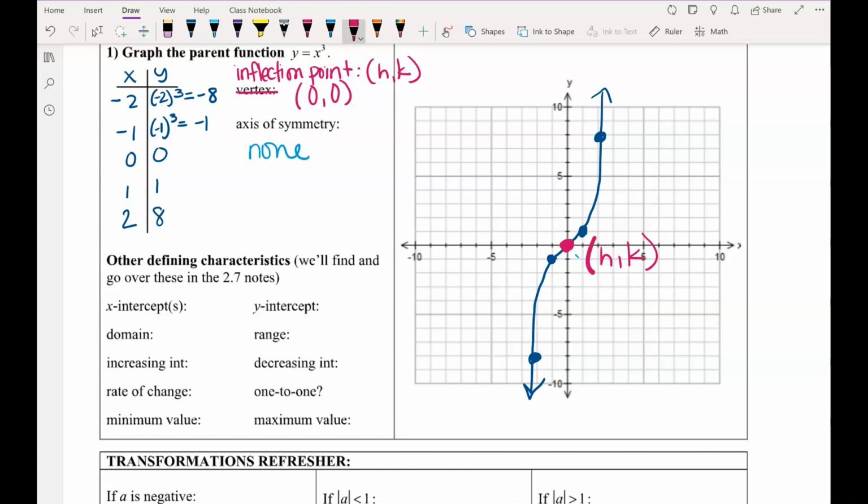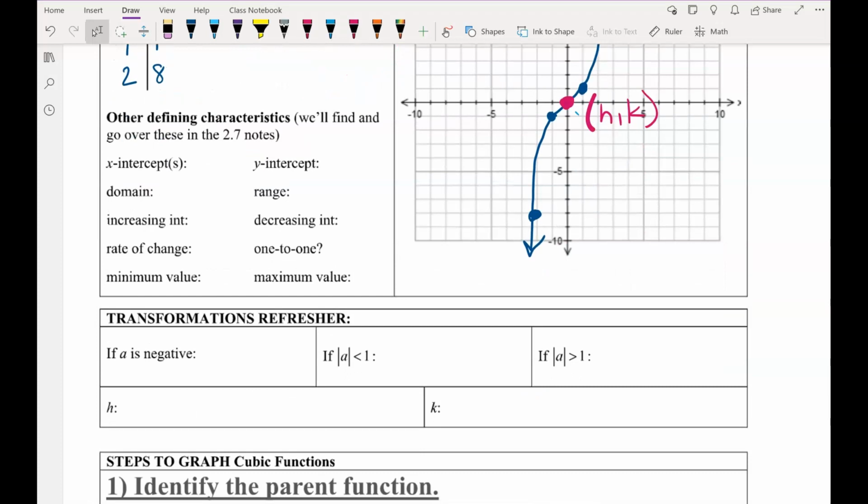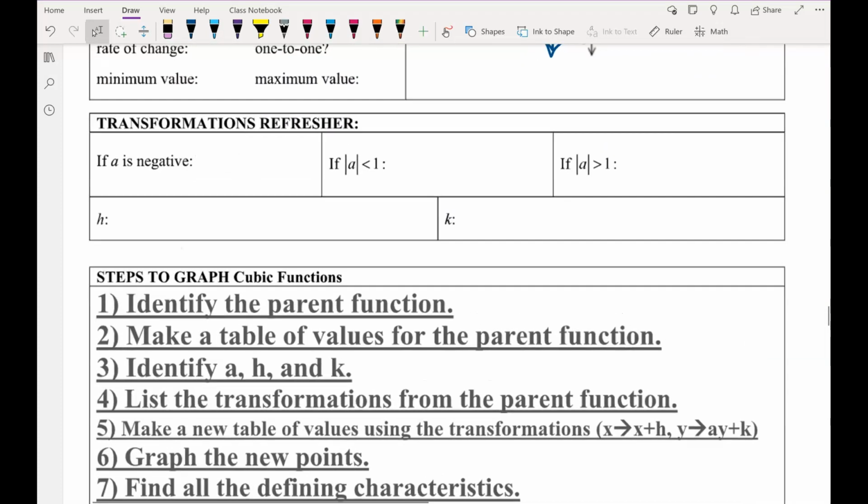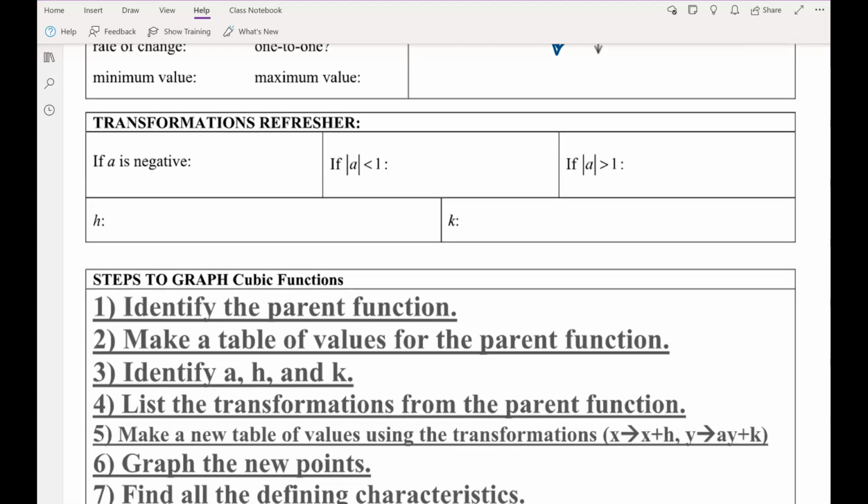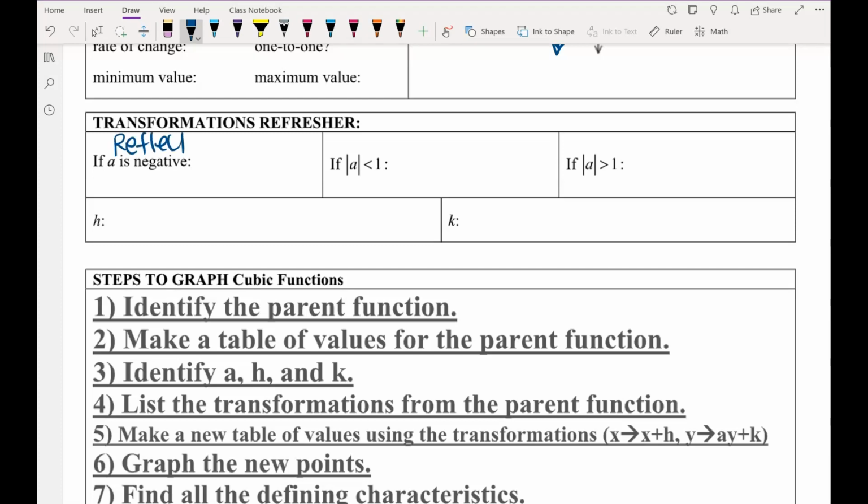All right, now all of the characteristics, we will study that in 2.7 with Mrs. Lloyd. All right, let's review transformations. This will help us out on the quiz as well. When A is negative, what do we say? Reflect over the x-axis. Okay. Jacob S, when the absolute value of A is less than 1, like a half or a quarter or 3/4, what is the transformation? Vertical compression, exactly. Are you guys okay with me writing V.C.? Vertical compression by a factor of A. On the quiz, you can also write V.C.